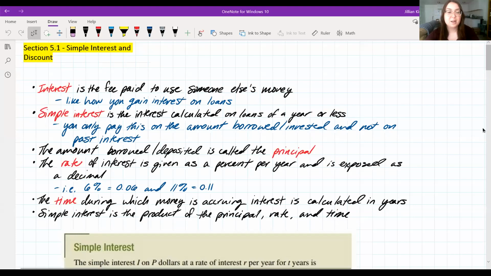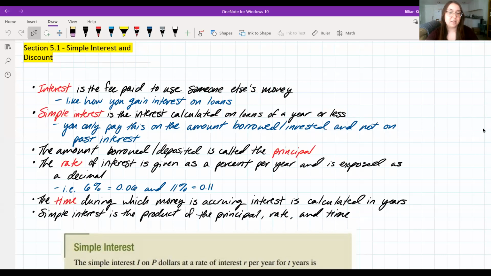Hello everyone, we're going to talk about section 5.1 today, which is about simple interest and discount. So now we're on to chapter 5, which is going to be more about the basic financial and business mathematics. So starting here with our simple interest and discount section, we're just going to talk a lot about what interest is and discount and talk a lot about the terminology used in financial math.